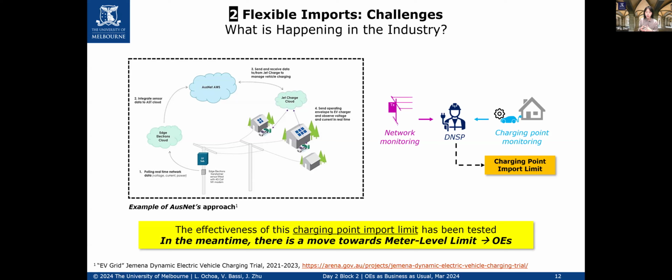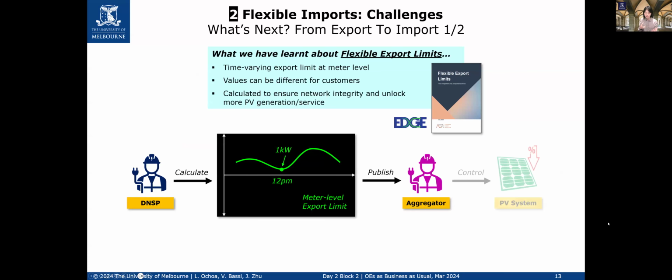However, we are also hearing another voice. We're seeing there's a move towards these meter level limits, which we also call the operating envelope. Next slide, please. For this operating envelope, I'm not going to repeat the concept and the calculation of the flexible export limits. I believe you have already learned a lot from Nando and other instructors.